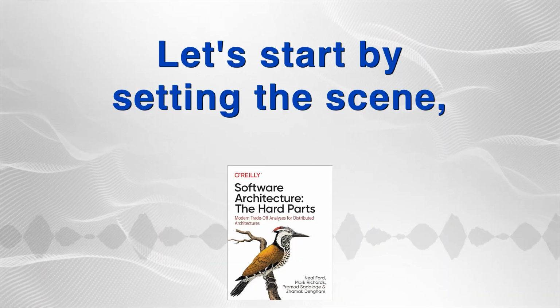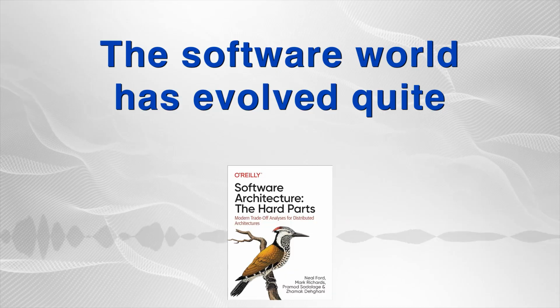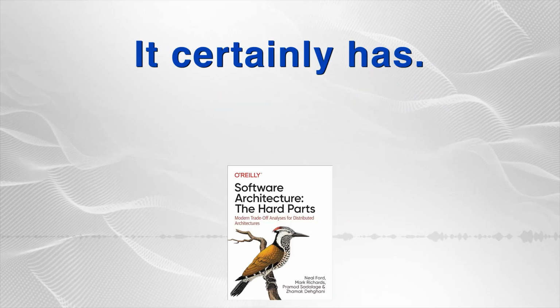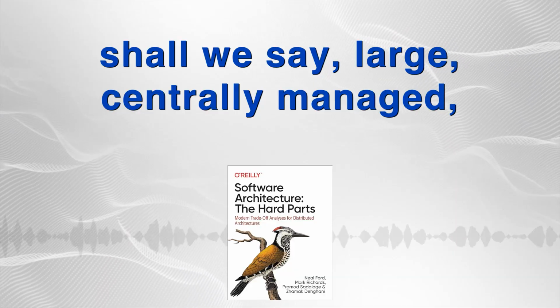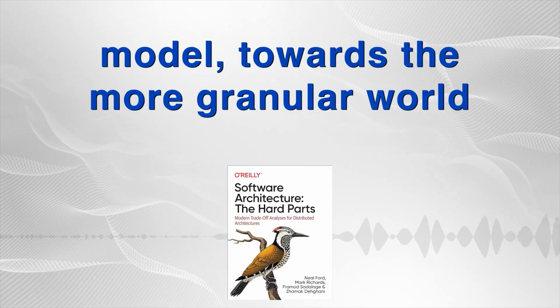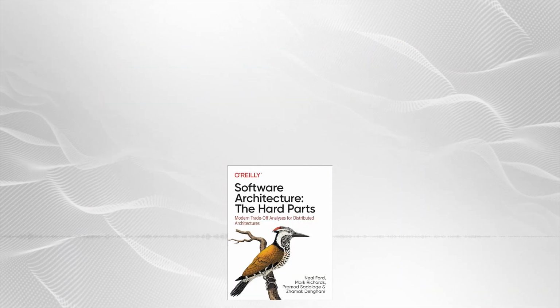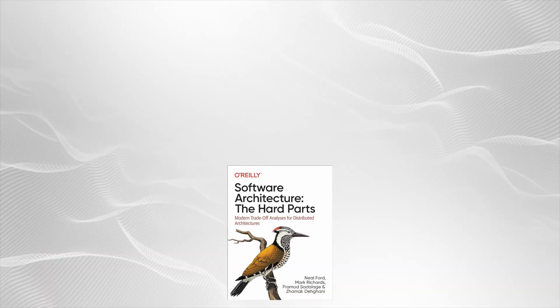Let's start by setting the scene, looking back at the context discussed in Chapter 1. The software world has evolved quite dramatically. It certainly has. We moved from that era of, shall we say, large, centrally managed, service-oriented architectures, the classic SOA model, towards the more granular world of microservices. And this wasn't just a preference change. Technology fundamentally enabled it. Absolutely.